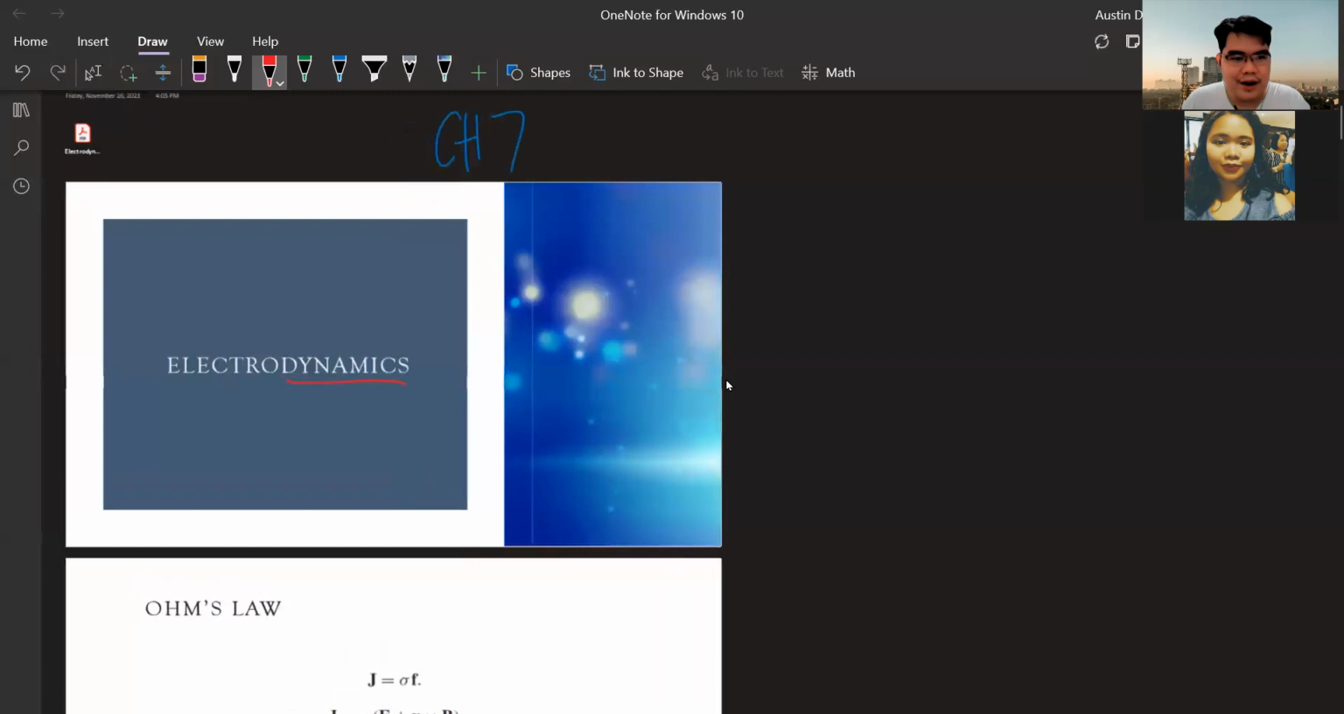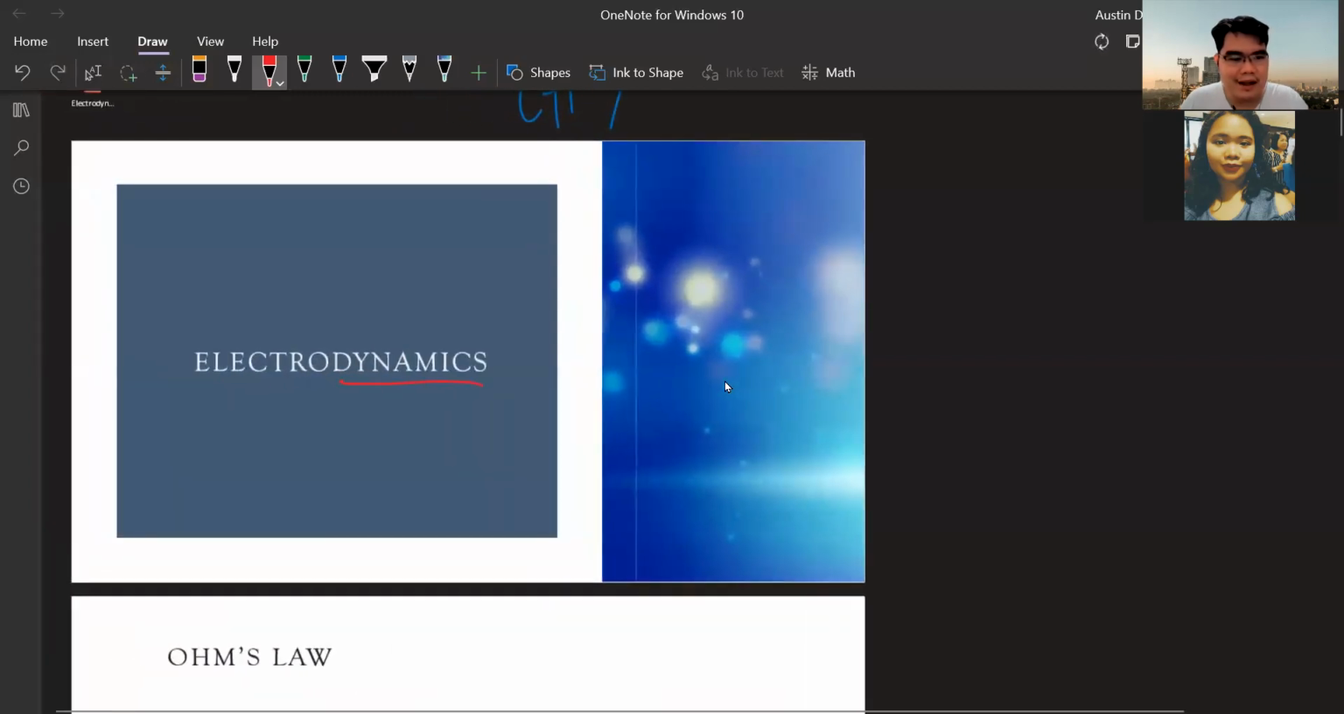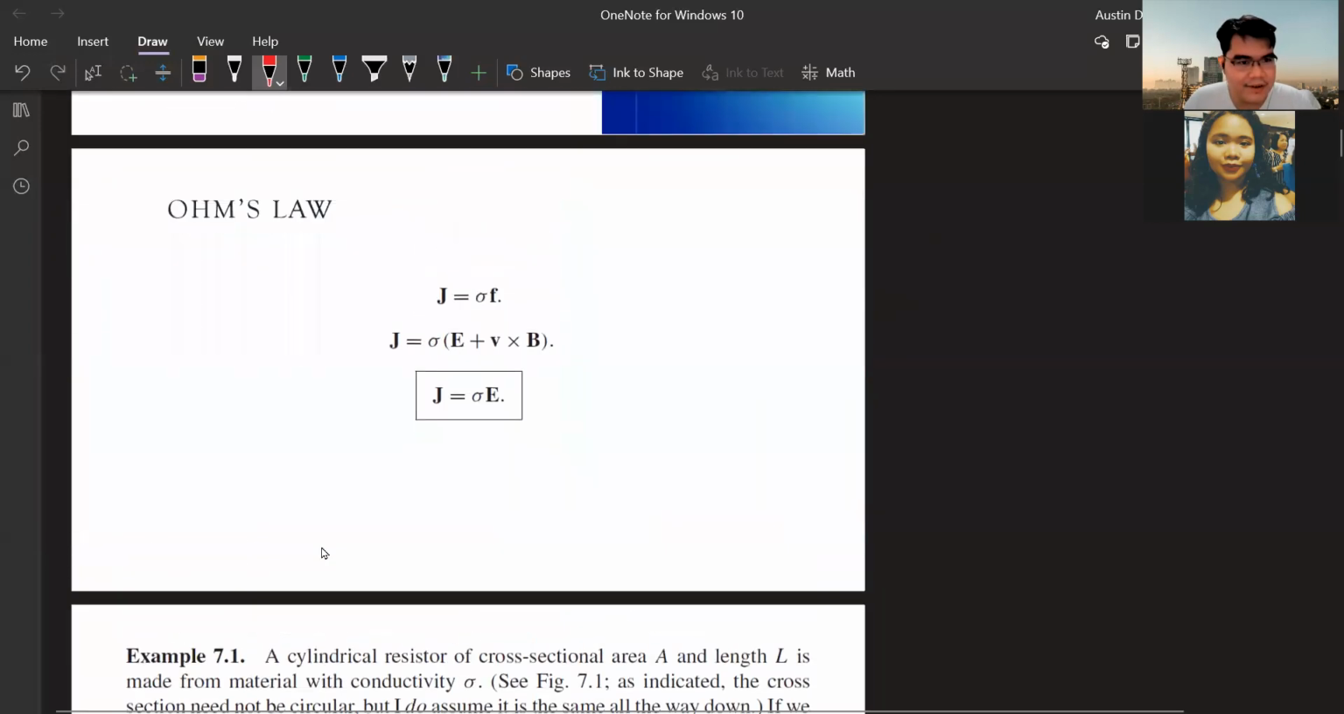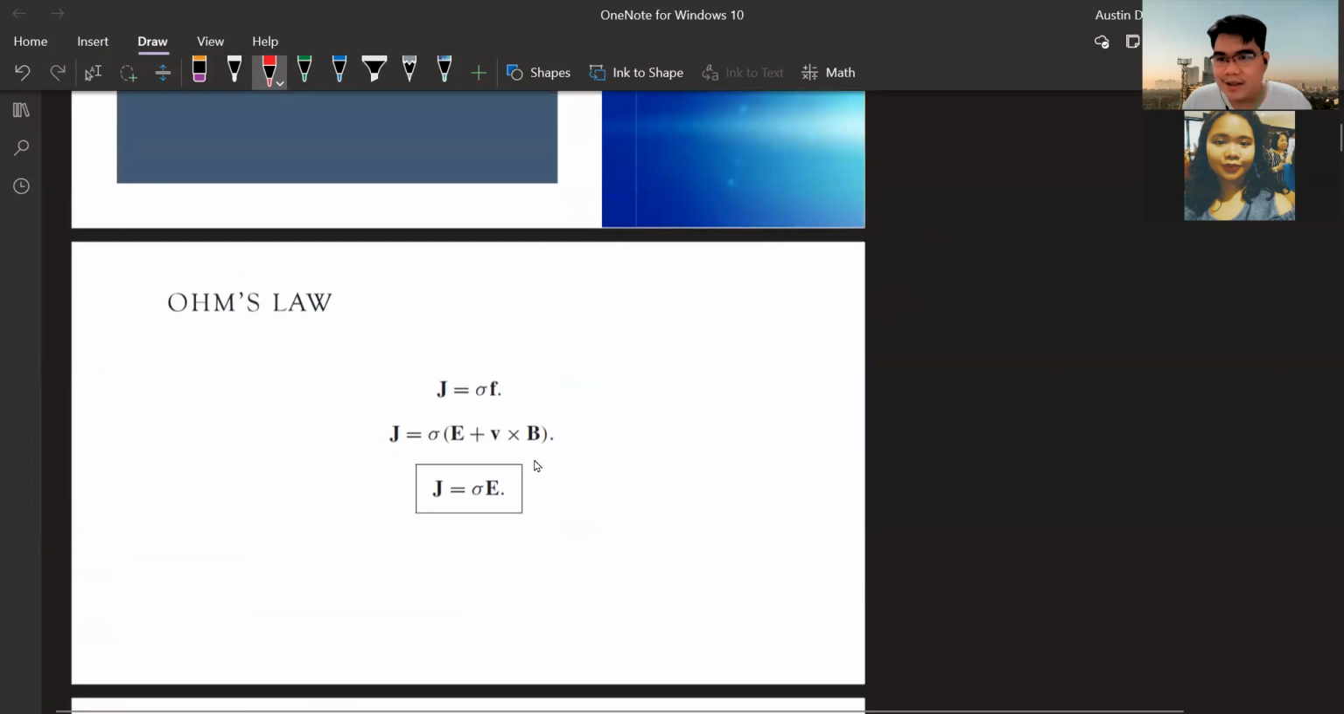Ngayon, hindi na tanong dito kung ano yung mga magnetic field at electric field. Dapat alam na natin kung paano kumuha ng electric field at magnetic field. So, first things first, let's try to move charges. Ohm's law tayo. Ohm's law says that J, the volume current density, can be written as sigma f.